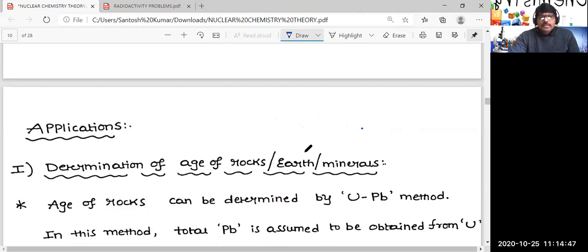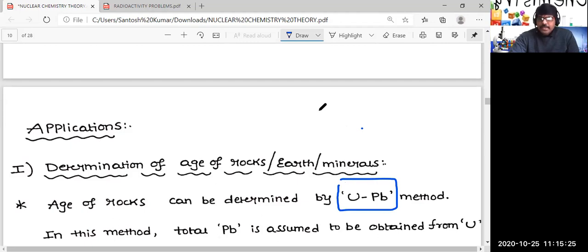So what exactly are we doing here? Age of rocks. For example, a rock sample is given, and by studying the composition of that rock sample, we can find the age of that particular rock. In order to determine the age of rock, we use a very important method called the uranium lead method.